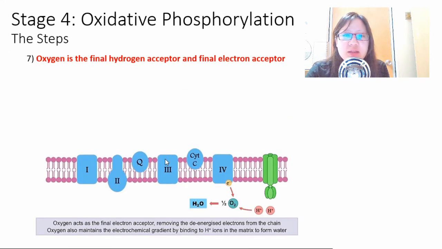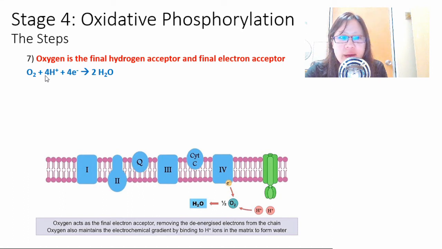Let's talk about the final step. We have hydrogen and we have the electrons. They have to go somewhere, right? They don't just hang out in the electron transport chain forever. Hydrogen ions cannot just accumulate in the matrix. There must be a final hydrogen acceptor and a final electron acceptor. And the molecule that plays a big role in this is oxygen. An oxygen molecule combines with 4 protons and 4 electrons to form 2 molecules of H2O.